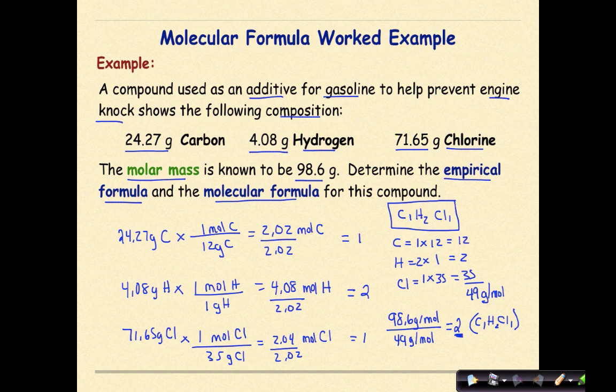And finally, our molecular formula will be C2H4Cl2. So we found 2 things here. We found the empirical formula and we found the molecular formula. Now let's do an example that just focuses on finding the molecular formula.